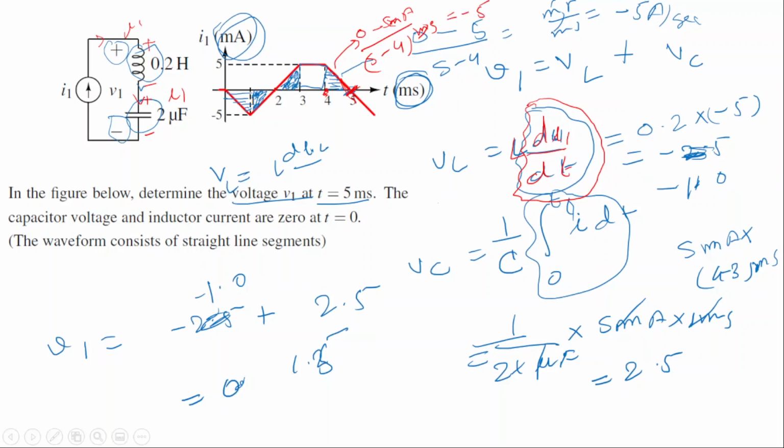Does that answer your query? Now if we put the value of L as 0.2 and the value of di1 by dt as -5, then this will become 1.0. I made a mistake in the calculation, so it will be -1.0. Does that answer your query?